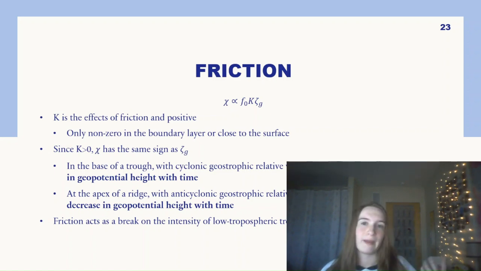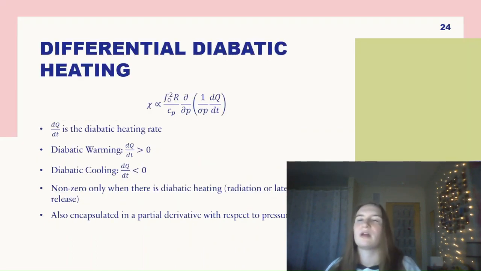Friction, that K, is going to act as a brake on the intensity of troughs and ridges, right? Because it slows down the wind speed, so it's going to slow down the intensity. It's going to decrease the intensity. All right, our last one, I think, yeah.